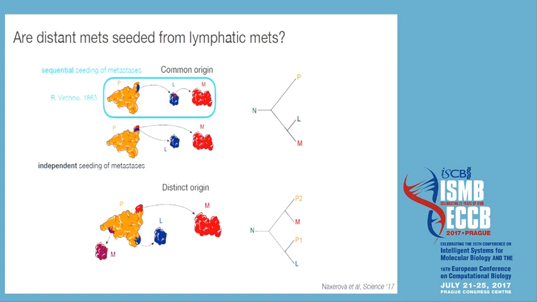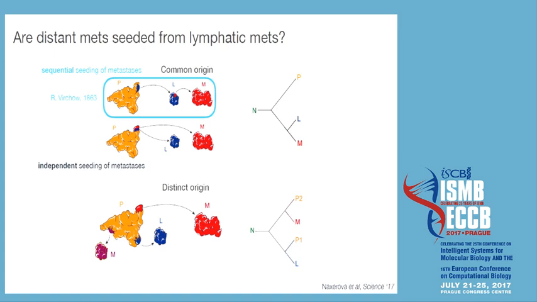If we reconstructed a cancer phylogeny looking like that, so there is a clade of lymphatic and liver metastases on that branch of the phylogenetic tree, then we would conclude there is a common origin of lymphatic and distant metastases. And if the reconstructed cancer phylogeny looked like here, so a lymphatic metastasis clusters together with some region of the primary tumor and distant metastasis clusters together with another region of the primary tumor, then we would conclude distinct origin of the two.